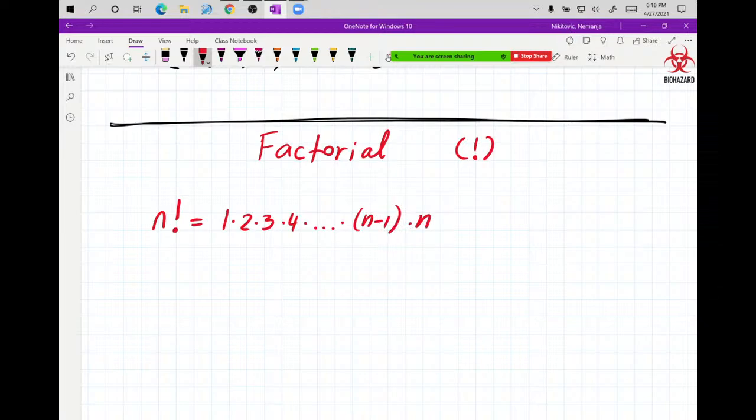n at the end. So what is 5 factorial? It is 1 times 2 times 3 times 4 times 5. That's an example.